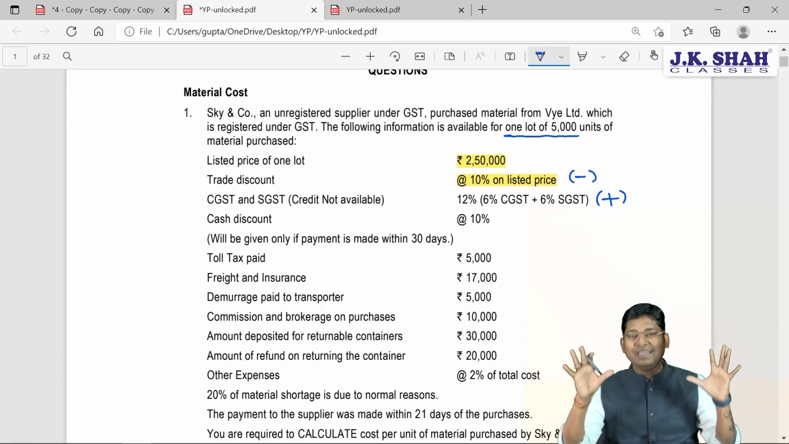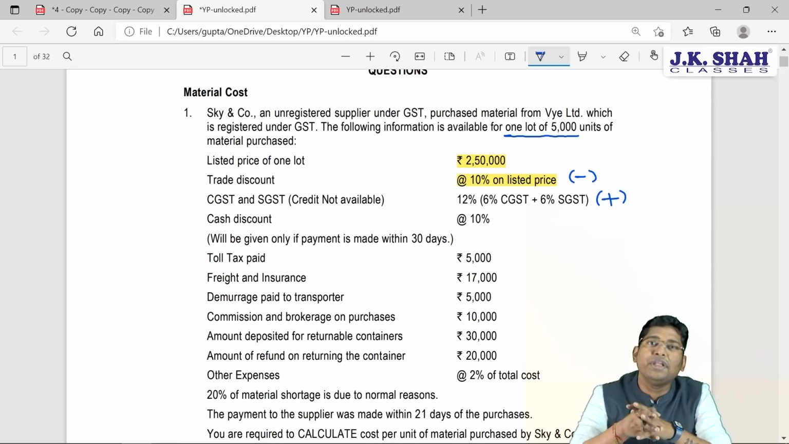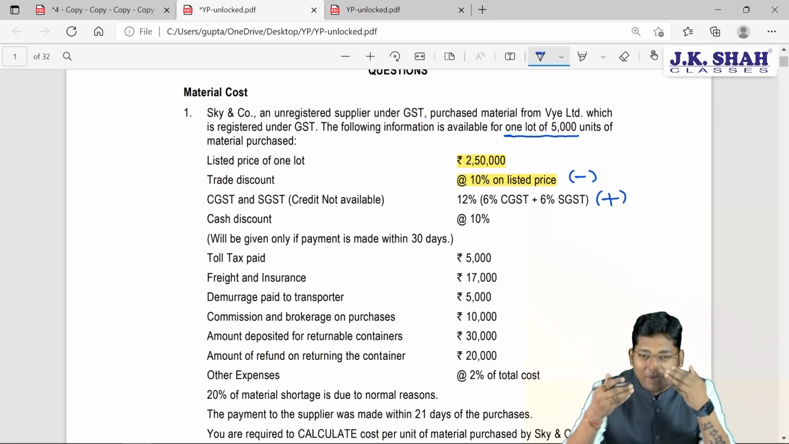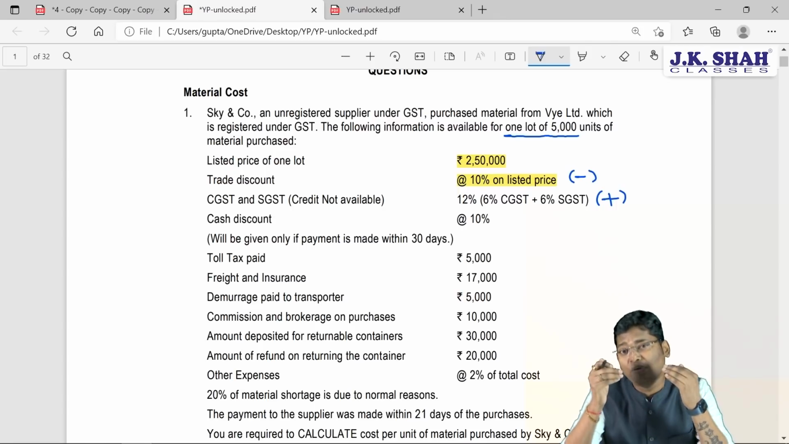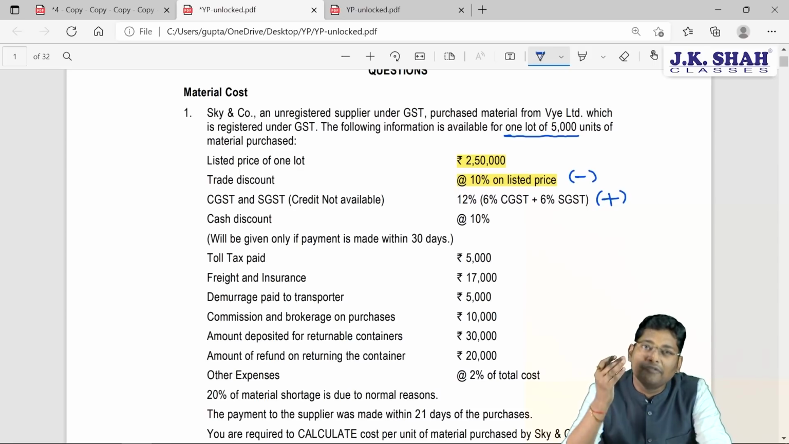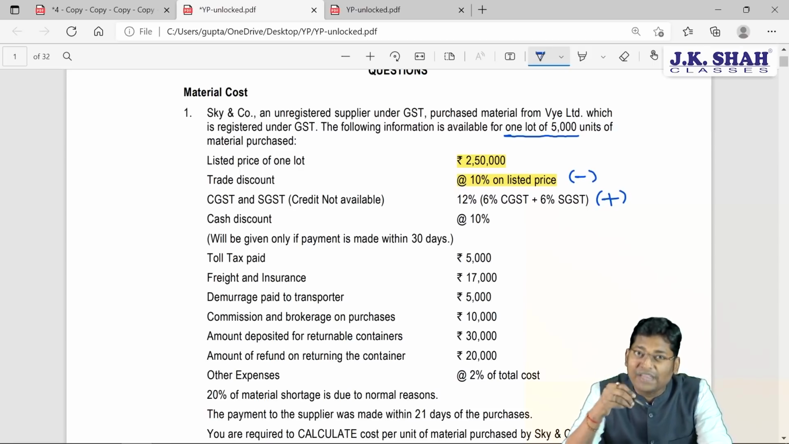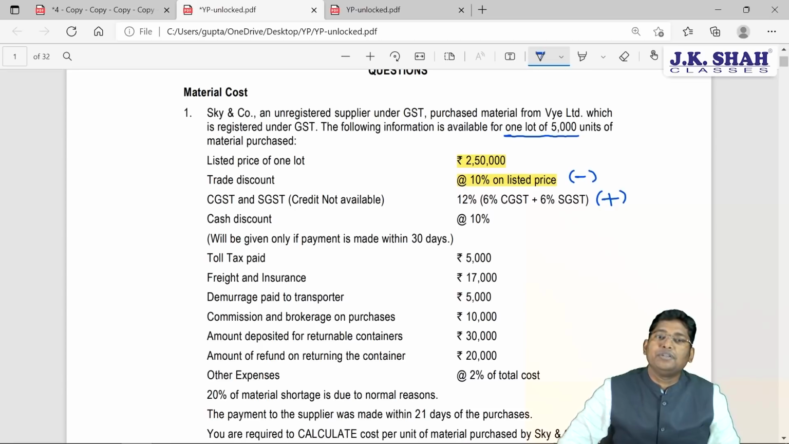So this question entirely deals with only and only computation of total purchase price of the goods which you have purchased, of the material which you have purchased from the supplier. So while calculating the total cost of the material purchase, we are going to add all the amounts which we are spending from our pocket, and we will be deducting only those amounts which we are going to save, while calculating the cost. Okay, now let's see what is the next information related to.